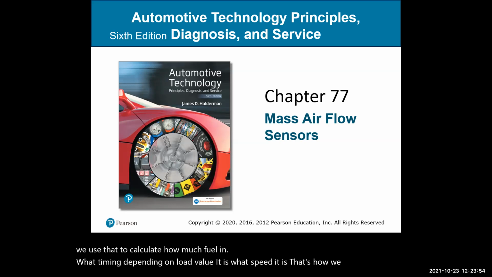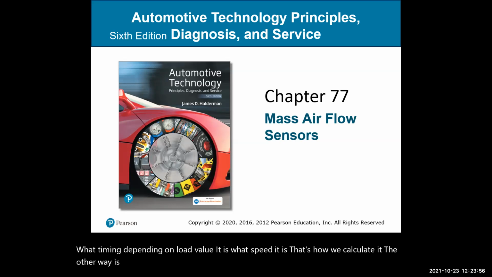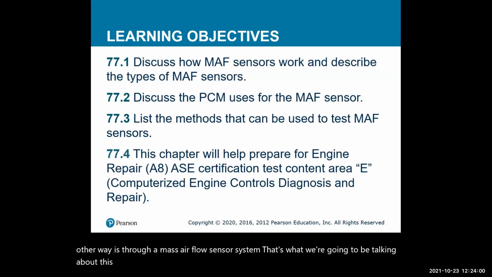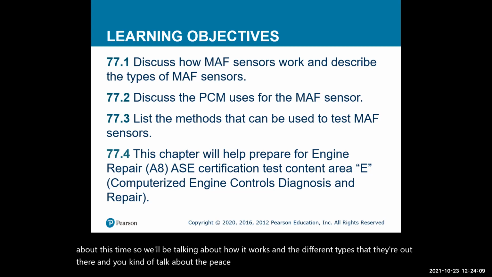The other way is through a mass airflow sensor system. That's what we're going to be talking about this time. We'll talk about how it works and the different types that are out there, how the PCM uses the mass airflow sensor, and the methods to test it. That's what we're going to be doing in the lab this week.